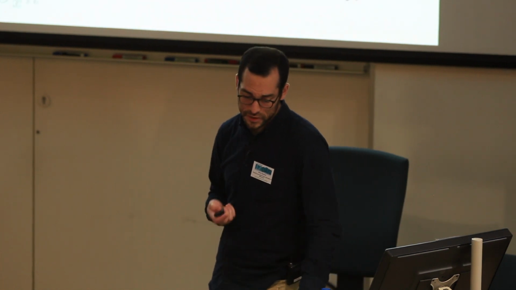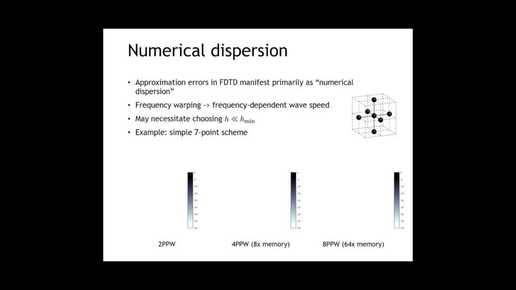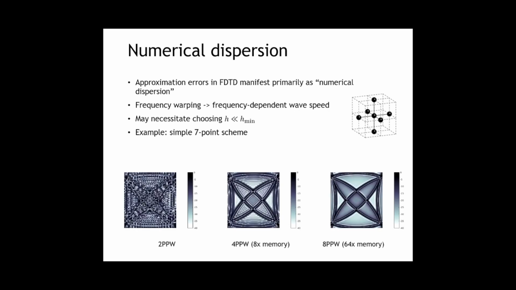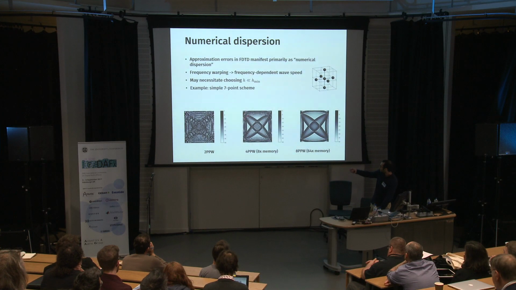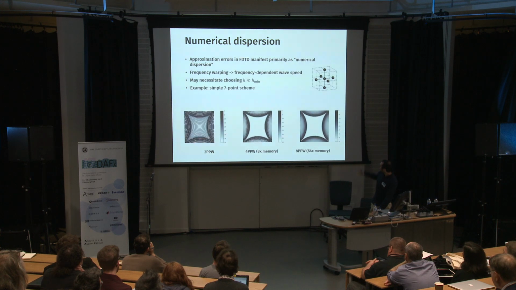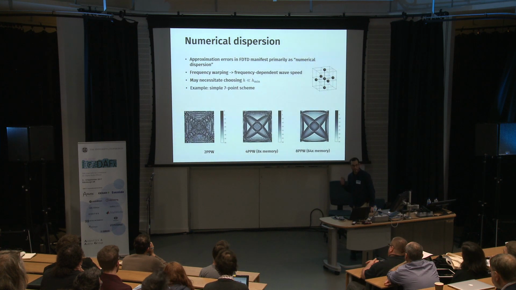So if we take, for example, the simple scheme, this is going to be the same problem with different grid resolutions. So here, with 2 points per wavelength, the minimum, 4 points per wavelength, and 8 points per wavelength. So this is rubbish, basically. This is a bit better. You can start to see the waves propagate. And here, this one's pretty good. But really, the question is whether we can hear these dispersive effects or not.